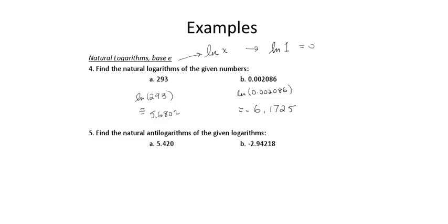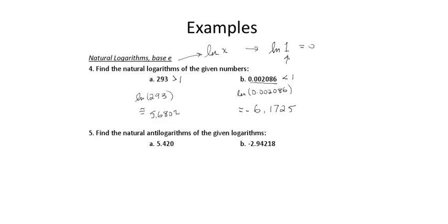Okay, so if the number that we put in is less than 1, we're going to get a negative number. If the number that we put in is greater than 1, we're going to get a positive number. So that makes a nice little trick that you can use to sort of check yourself, am I getting the right value out? Okay, now find the natural antilogarithm.